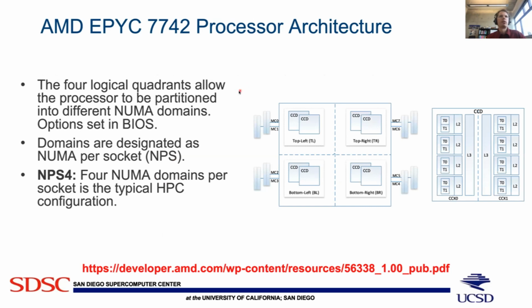Then, the 4 logical quadrants that we have allow the processor to be partitioned into different NUMA domains. That can be controlled by the BIOS, and these domains are designated as NUMA per socket. One socket is one processor, right? So this is basically one processor, as we've seen before. You see the CCDs here, and there are 4 NUMA domains per socket. It's a typical HPC configuration, and that's how it's set up.